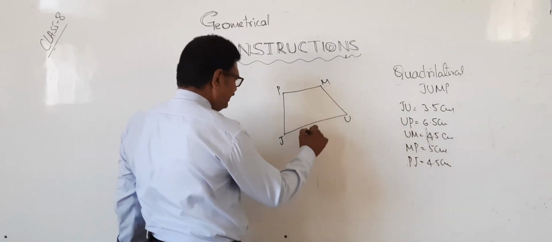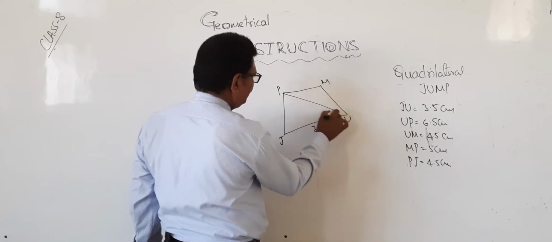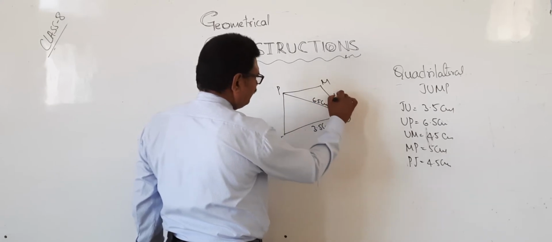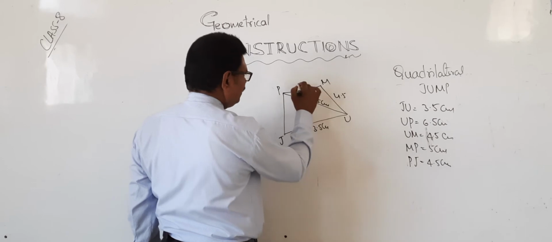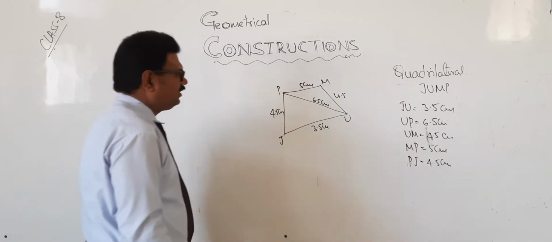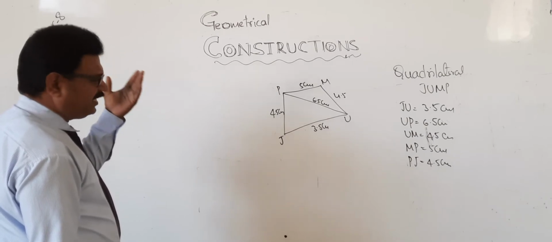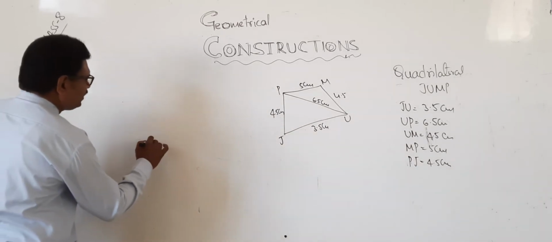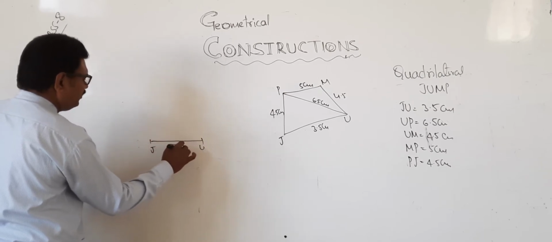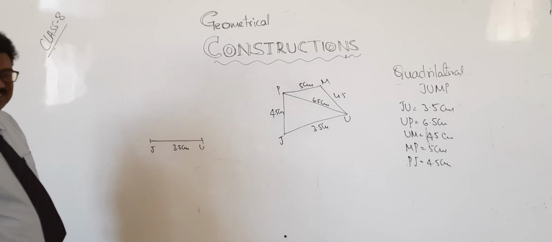Now JU is 3.5 centimeters. UP, how much is there? 6.5 centimeters. UM 4.5 centimeters, MP 5 centimeters and PJ 4.5 centimeters. That's all. Now whichever base you want you can take. Which base will you take? MU or JU? JU only we will take. Now start by drawing JU, 3.5 centimeters. Draw a line segment of 3.5 centimeters.